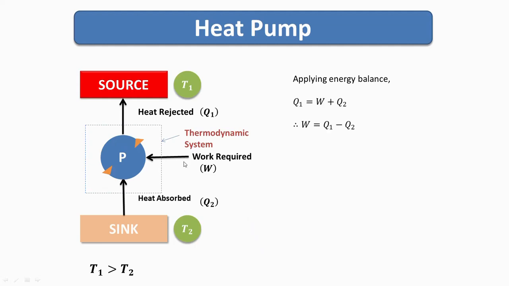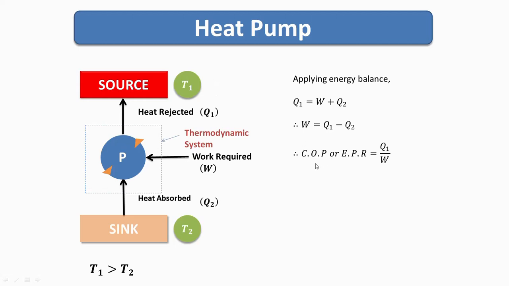That is, the incoming arrows are W and Q2. So W plus Q2, and the outgoing arrow is Q1. So Q1 is equal to W plus Q2. W is equal to Q1 minus Q2. But here the output is nothing but how much heat is rejected to the source, so that when the source gets this amount of heat, its temperature is increased. So the purpose is to increase this temperature T1. For example, if previously it is 1000 Kelvin, then the purpose is to increase it to 1200 Kelvin, like that.